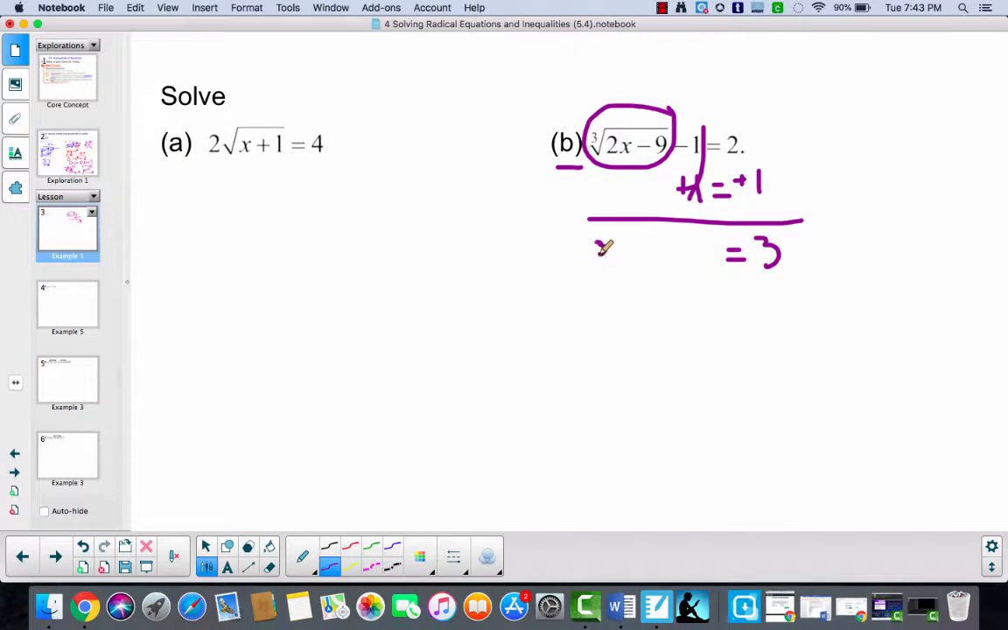And I have the cube root of 2x minus 9. Now I'm taking the cube root here, but I have to undo the cube root. What would I have to do to undo the cube root? Right, I would have to cube both sides. Whatever root you're taking, you're going to use that exact same root as your power. So cube root, cube both sides. Fourth root, fourth power. Fifth root, fifth power, and so on. These undo each other, so I'm left with 2x minus 9.